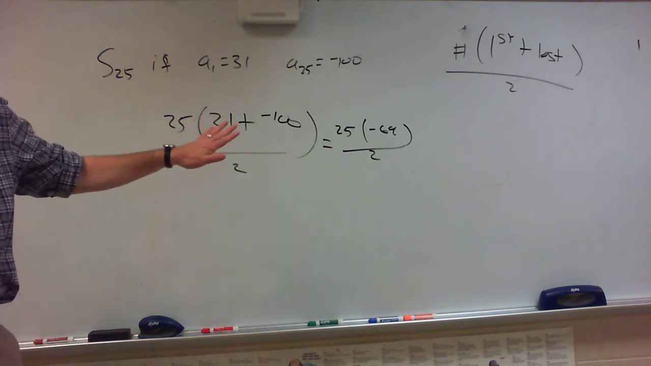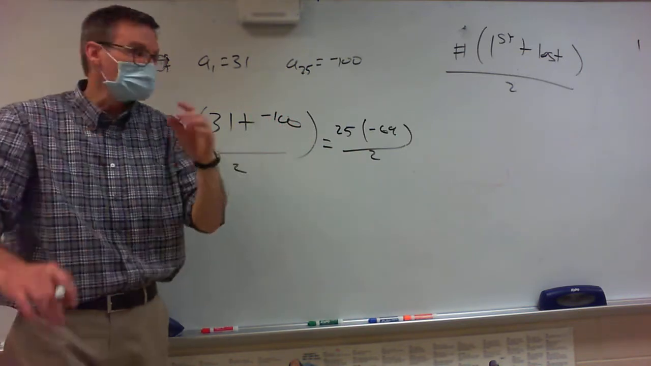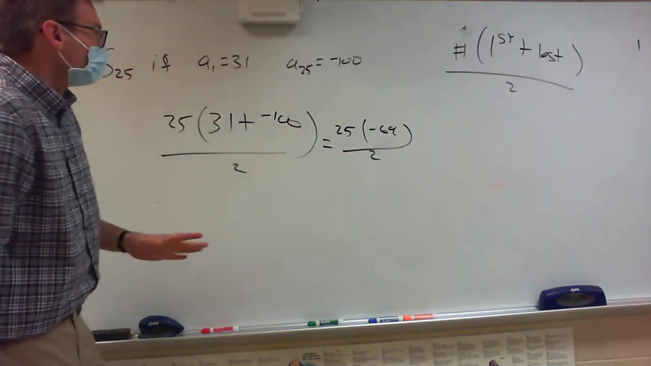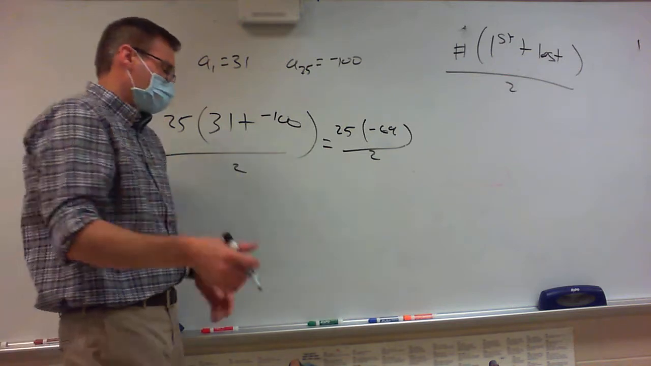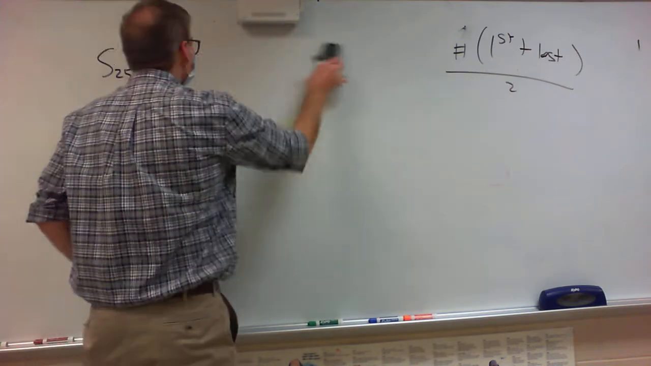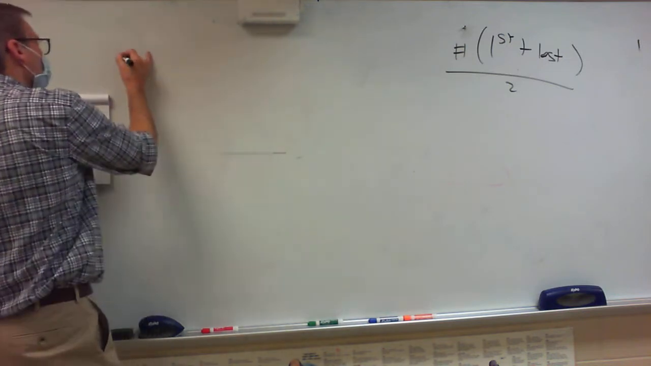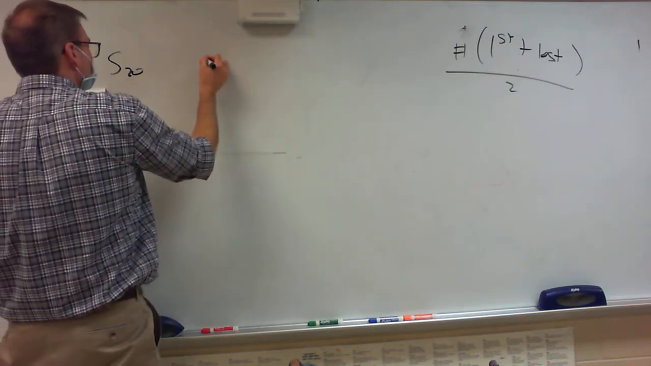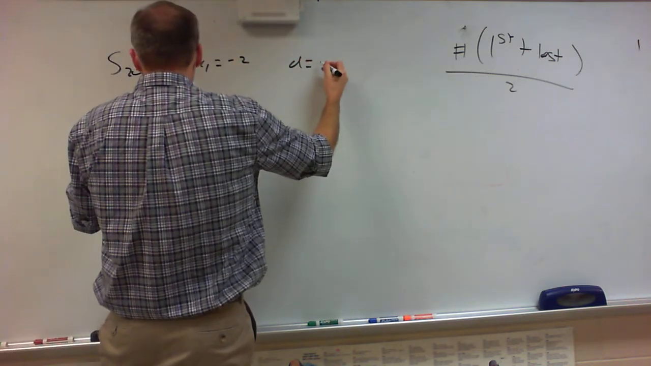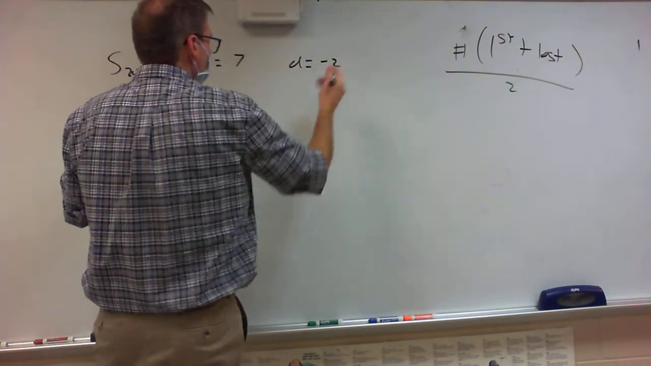Is everybody okay? Even though the number's ugly at the end, like normally you get nice integers, we understand what's going on, right? If I give you exactly what you want, you go, great. All right, well, what if I don't give you exactly what you want? For example, what if I want to know S of 20, and I tell you that A sub 1 is 7, and your common difference is negative 2.